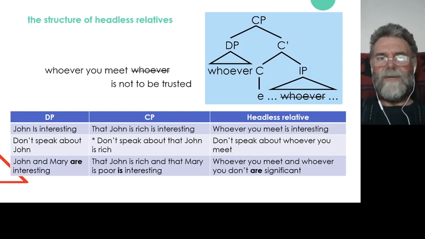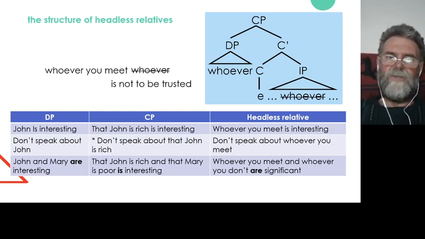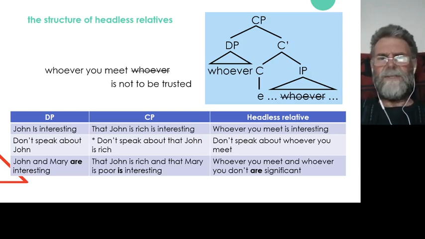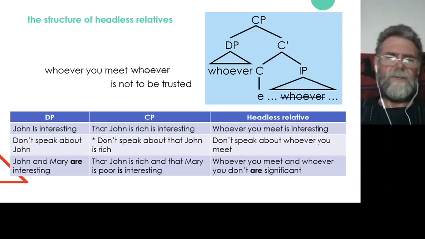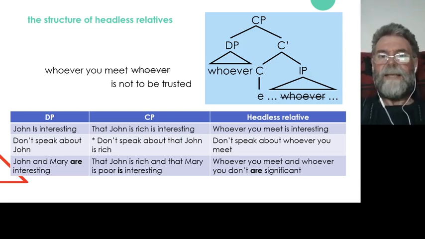However, one place that you can get a DP that you can't get a clause is in the object position of a preposition phrase. So you can have don't speak about John, but you can't say don't speak about that John is rich. Doesn't work. However, you can get a headless relative in that position. Don't speak about whoever you meet. And that shows us then that the headless relative has a distribution which is more like a DP than it is like a CP.